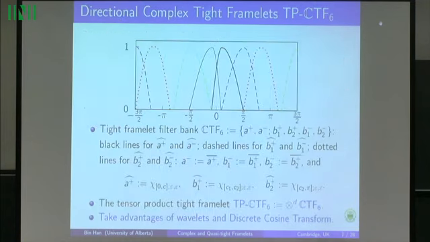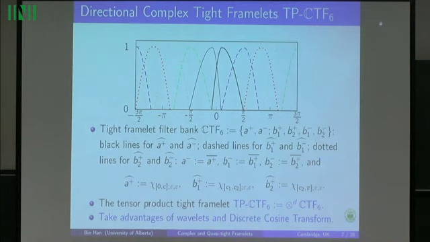We can also use 6. So you have 2 low pass filters here: one concentrated on the positive frequency and one concentrated on the negative frequency. We have 2 high pass filters concentrated on the positive frequency, and also 2 high pass filters concentrated on the negative frequencies. So in total we have 6.